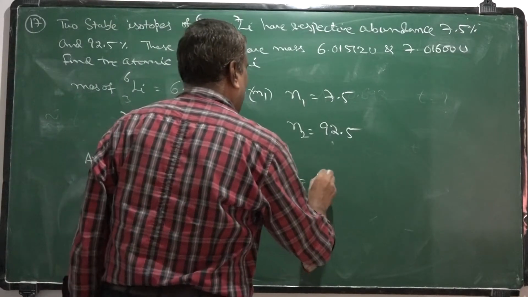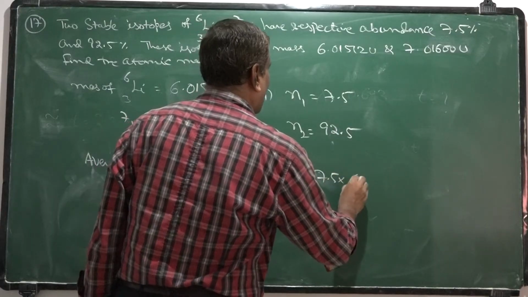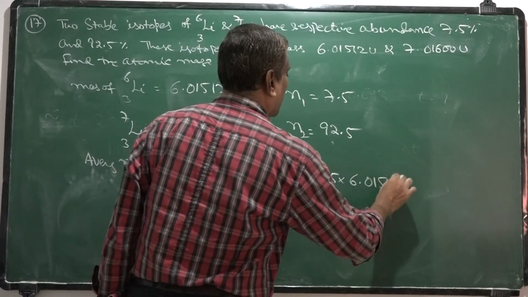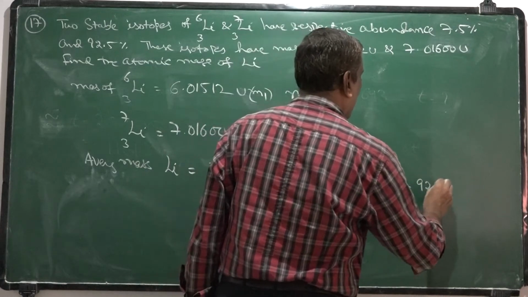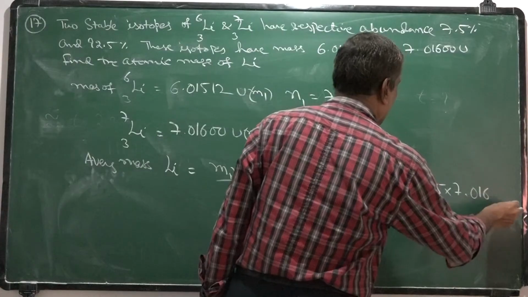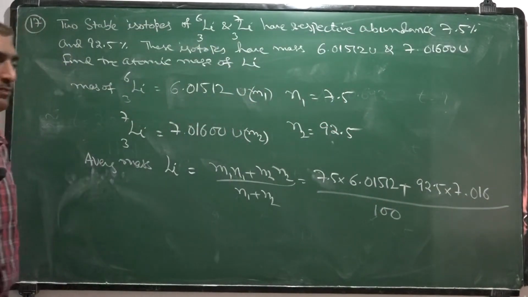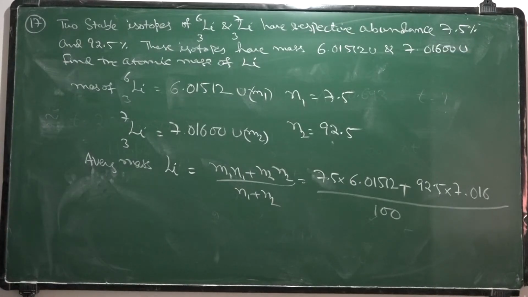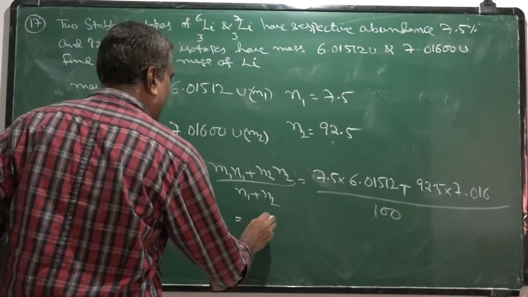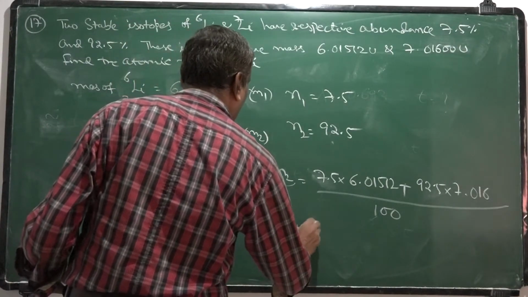So that is 7.5 × 6.01512 plus 92.5 × 7.016, divided by 100. Calculate with your calculator and you will get the answer 6.940934 units.